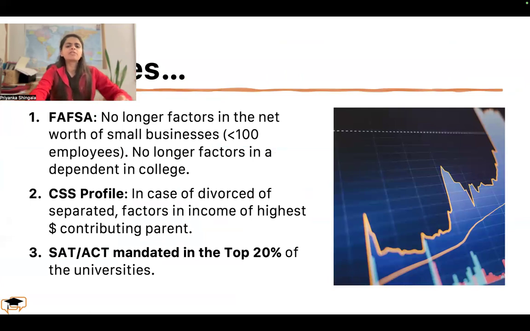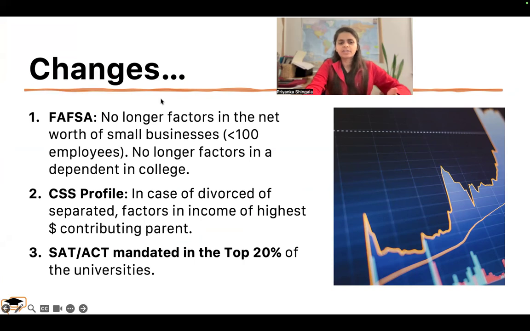Okay. Couple of changes. So this is important. FAFSA no longer factors in the net worth of any small business, which counts as any business with less than 100 employees. So they don't count that in when they're considering your financial aid. And they also don't factor in another teen or another kid you might have in college and are paying for. It used to be that they would ask, just so they have an idea of what you're supporting, basically. But now they no longer factor in any older sibling in college.